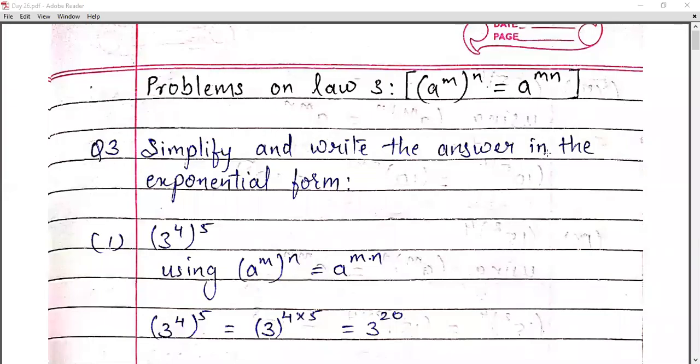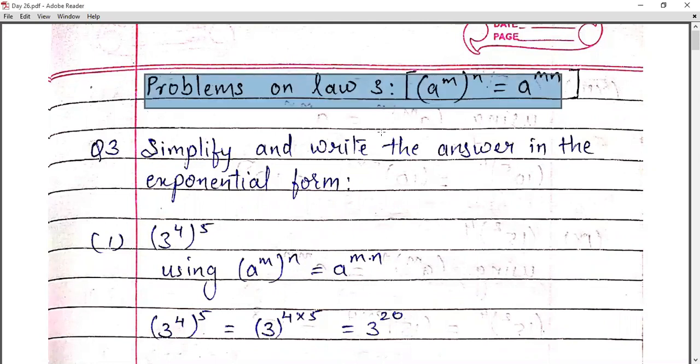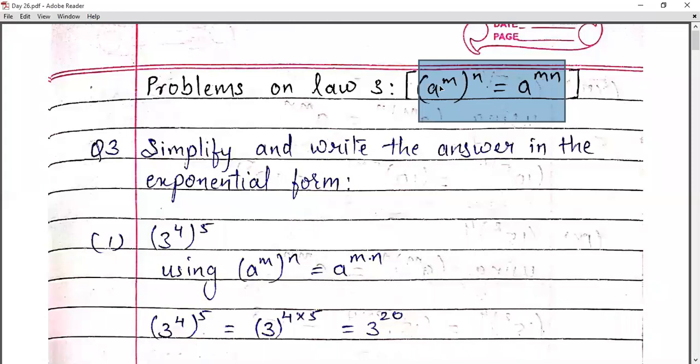Welcome back, learners. In this video, we will be continuing exercise 14.2 of chapter 14, Exponents and Powers. You can see, prior to question number 3, we have been given problems based on law 3. Law 3 is (a^m)^n. In this case, when the power of a power is given for a single number, both the powers will get multiplied: a raised to m into n.